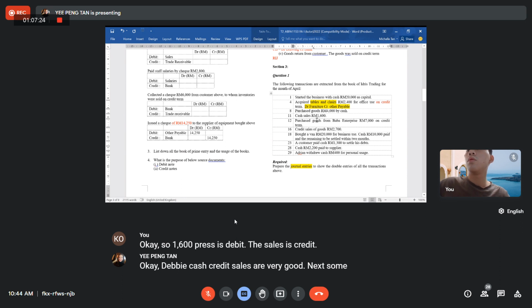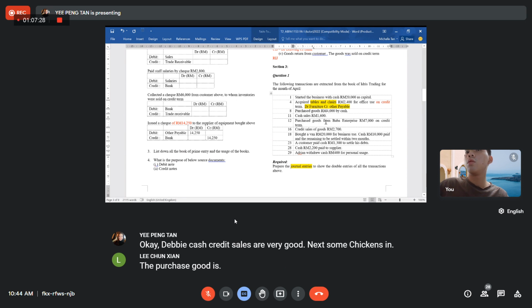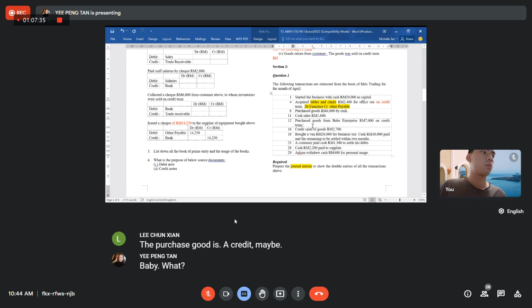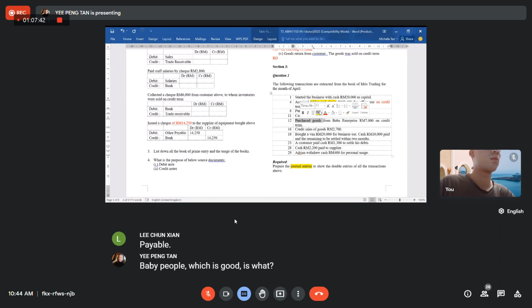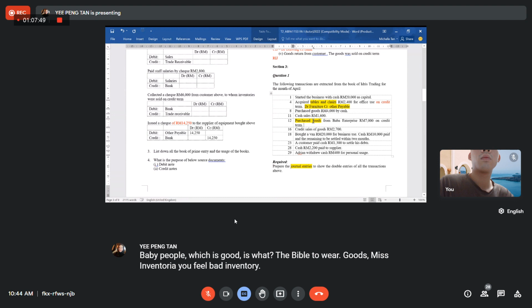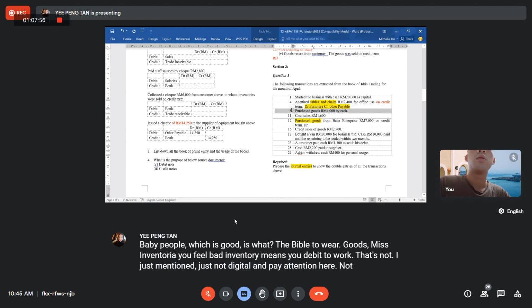Chun Zian. The purchase of goods is the credit, debit. Debit what? Payable. Debit payable. Purchase goods is what? You buy goods, you debit to where? Goods means inventory. If you buy inventory, you debit to where? Inventory. Just now I just mentioned. Did you pay attention just now or not?